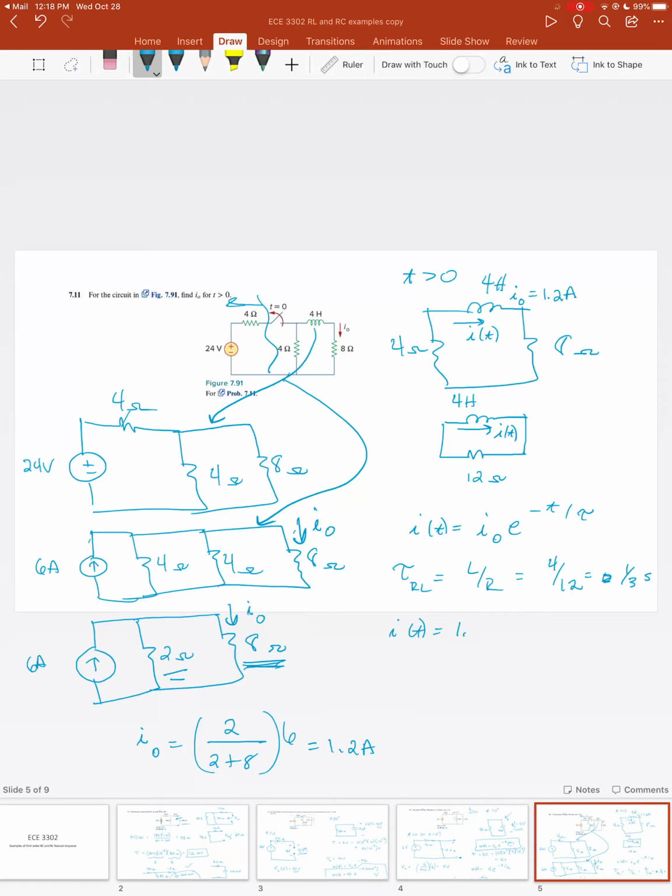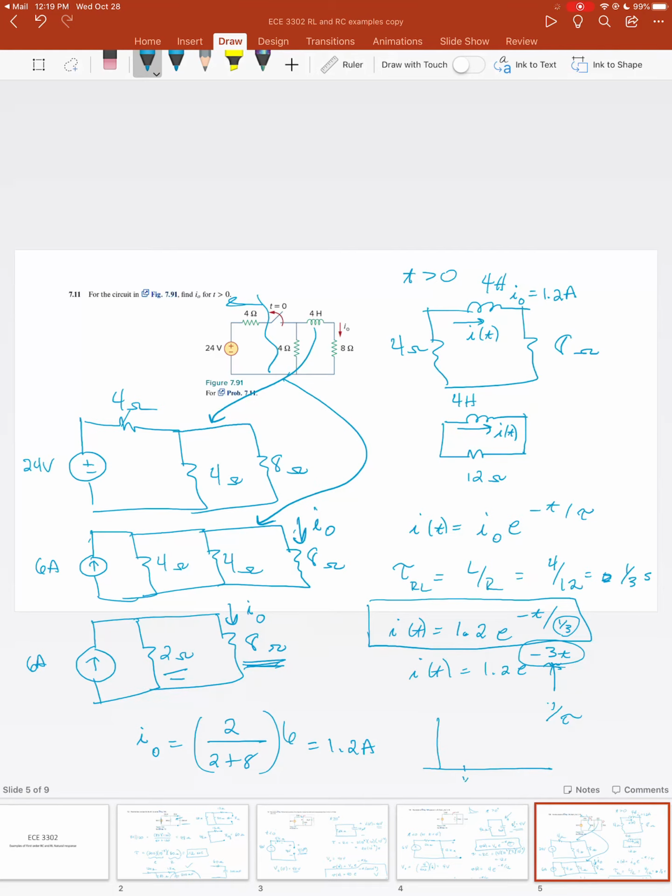So I of t is I sub 0, which we already found to be 1.2 amps, e to the minus t over tau, which is 1/3. And we can flip that around if you want. I of t is 1.2 e to the minus 3t. Now 3 is no longer tau. 3 is 1 over tau. Some people like to express it this way. If you express it like this, where you have tau in the denominator, tau becomes easily readable.